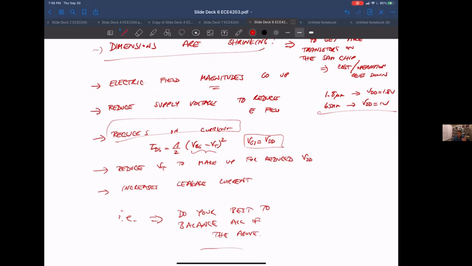Twenty years ago, you wouldn't really even worry about leakage current, except if you were making a pacemaker or some analog circuit that needed a battery that lasted 5 years. But now you care about it even in your microprocessors and FPGAs and so on.